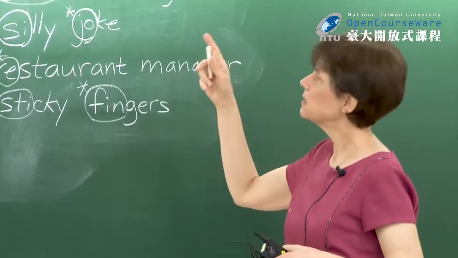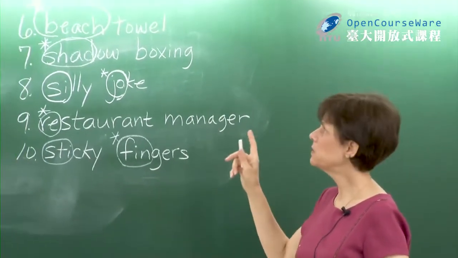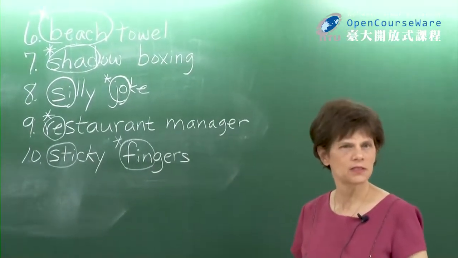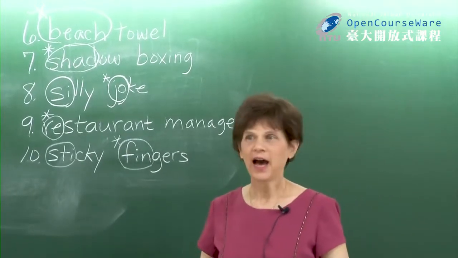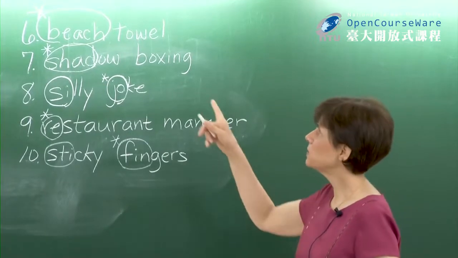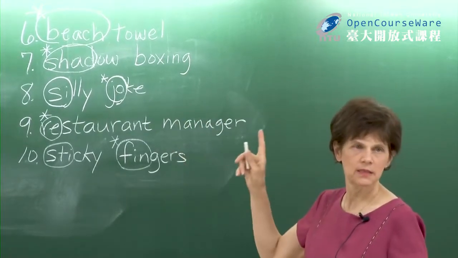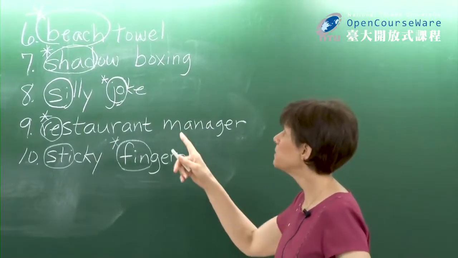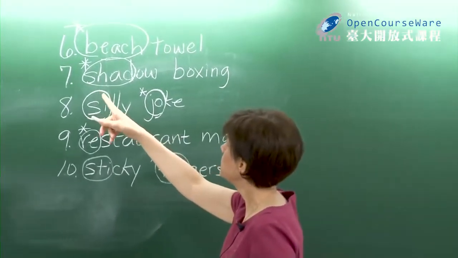Six, everybody read. Beautiful. And what is that? That big towel used at the beach, okay? Beach towel is correct. Beach has how many syllables? So we circle the whole word. Beach towel is correct. All right, seven, read.